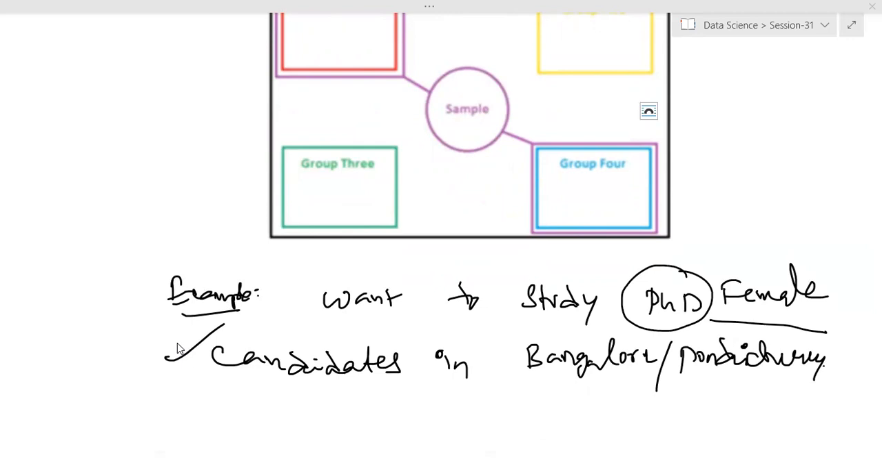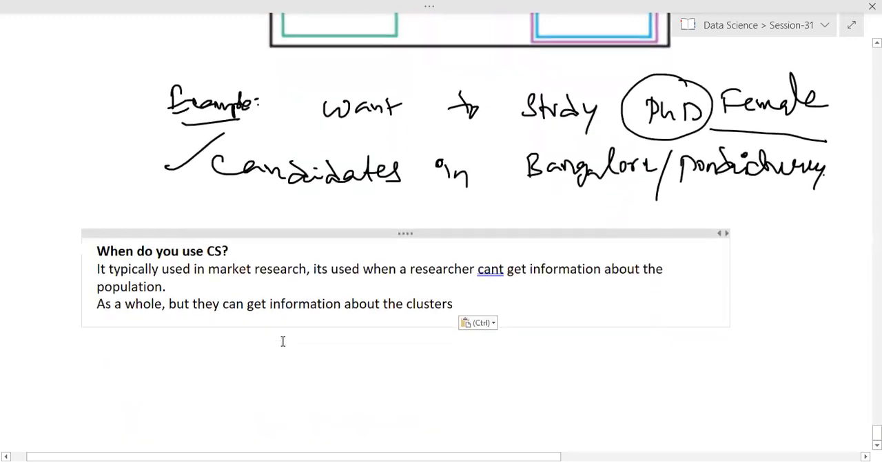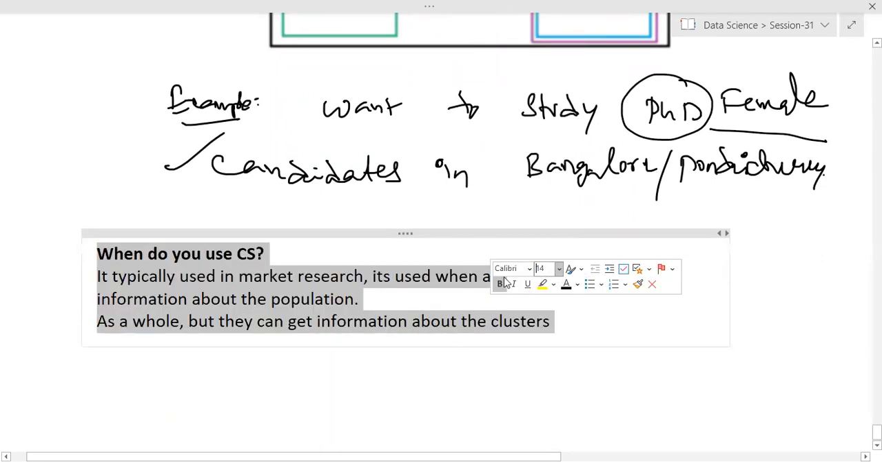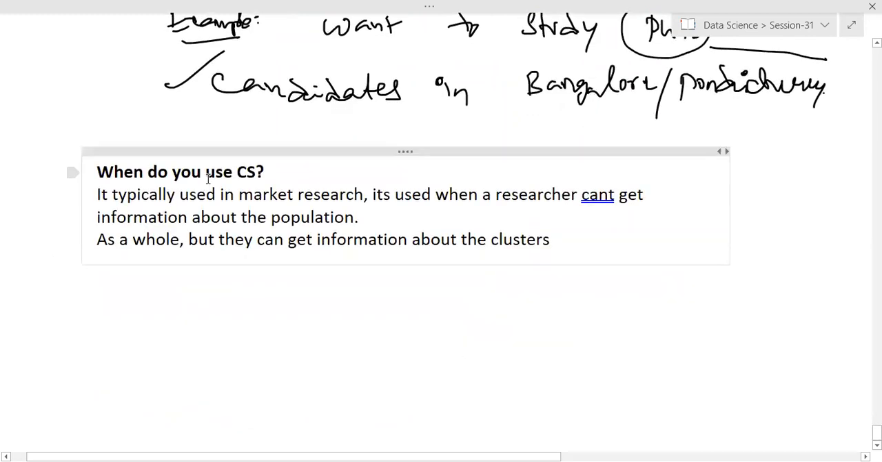Now the question is, when do we use cluster sampling, friends? When we have natural groups, non-classification type of data. By default, if we have natural groups, we need not put any extra effort in that case. It is typically used in market research. It is used when a researcher cannot get information about the population.